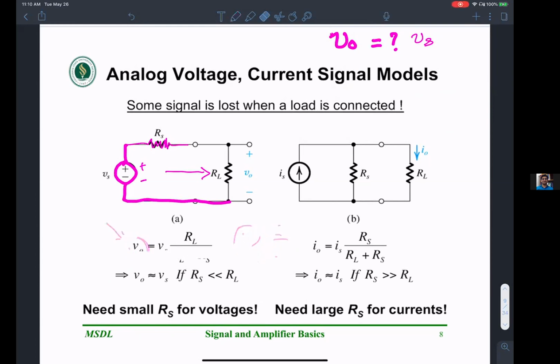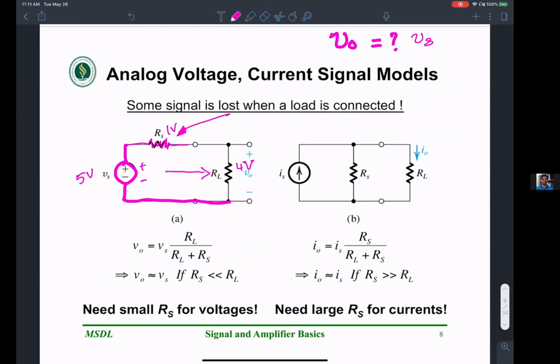If not, if I apply some voltage Vs equal to 5, only a fraction of that is going to show up on the V output. If I apply 5 volts here, 1 volt is going to be dropped across RS. Only 4 volts is going to show up across the load resistance. So there is some signal lost because of the source resistance. Some signal is lost when a load is connected. Does it make sense?